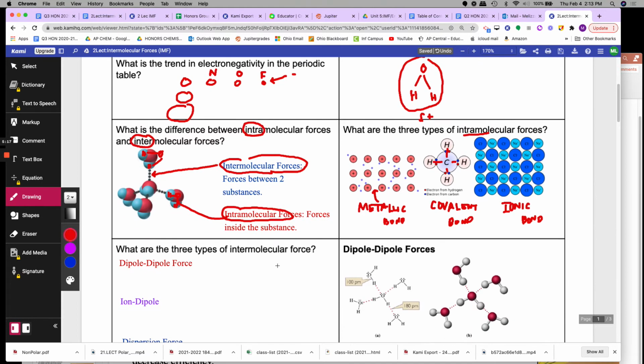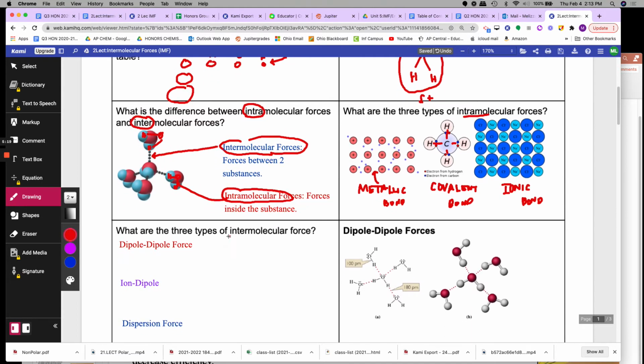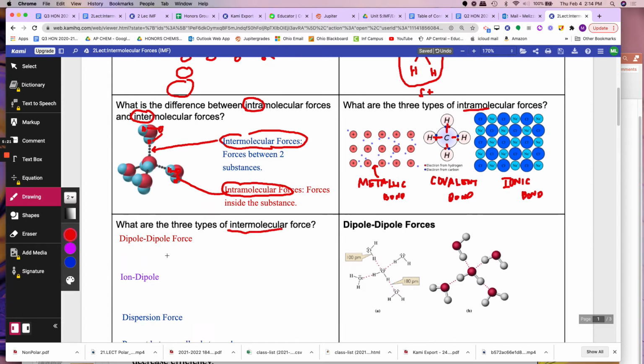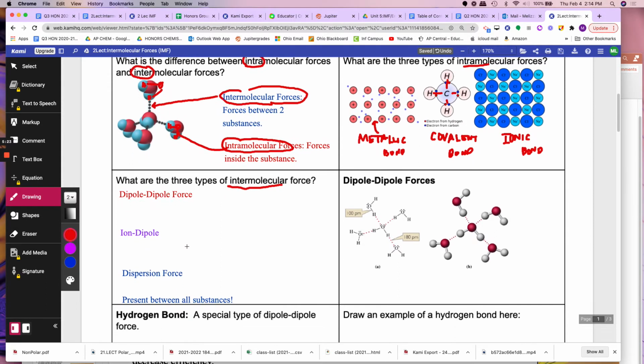Now you might wonder, what about intermolecular forces? What are the different types of intermolecular force? We will be studying 3 intermolecular forces in this lesson. The first one is called a dipole-dipole force. A dipole-dipole force is a force between 2 substances that are polar. It's a force between a substance that is polar and another substance that is also polar.